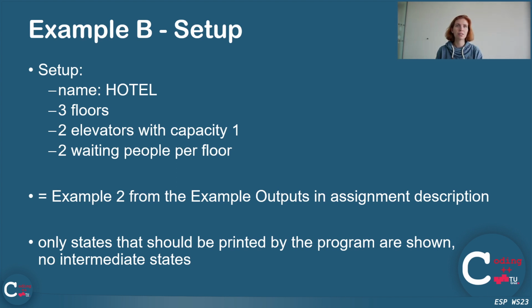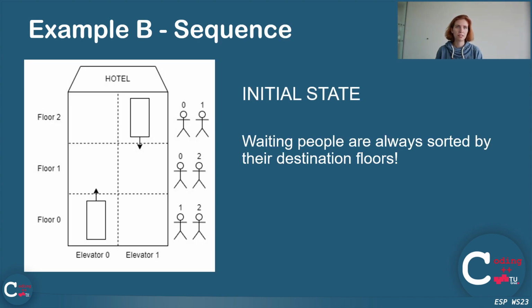So now we use a different configuration. The hotel is still called hotel. We still have 3 floors, but now we have 2 elevators, each with a capacity 1. And we have got 2 people waiting per floor. So this is our initial state.